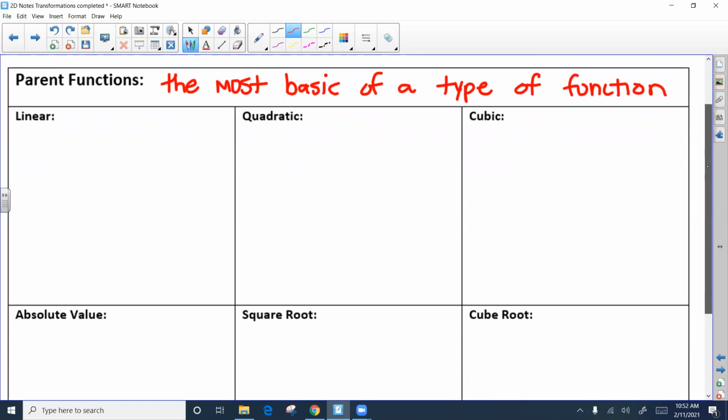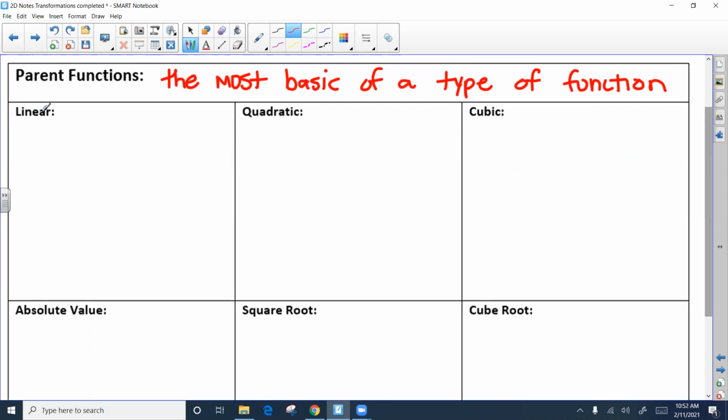And so these are all different types of functions: linear, quadratic, cubic, absolute value, square root, cube root. There's a bunch of other types as well, but these are the ones we're going to focus on in this unit here. All right, so a linear function. We've talked about linear equations before. There's always just x to the first power. So a linear function is function f of x equals x. F of x equals x.